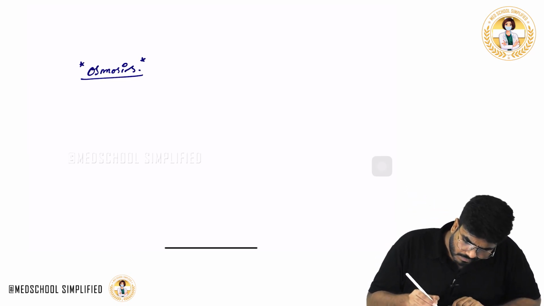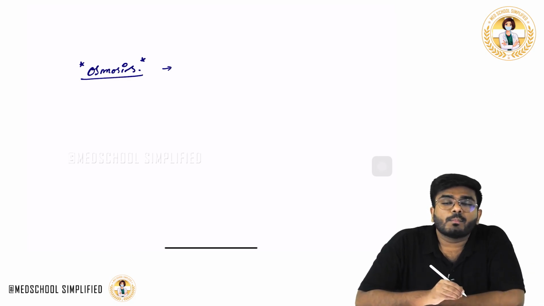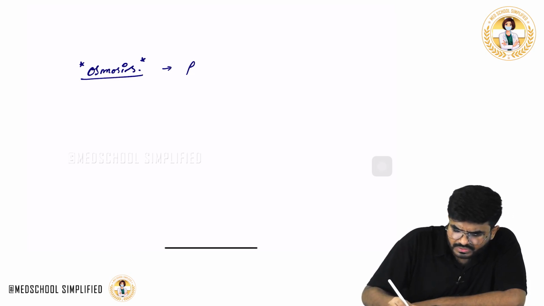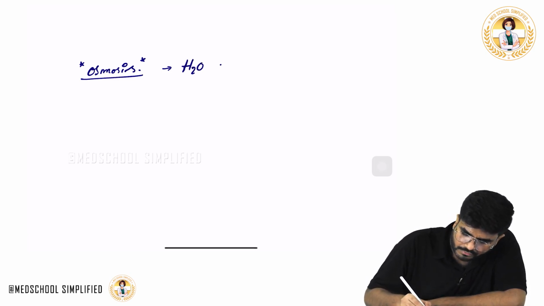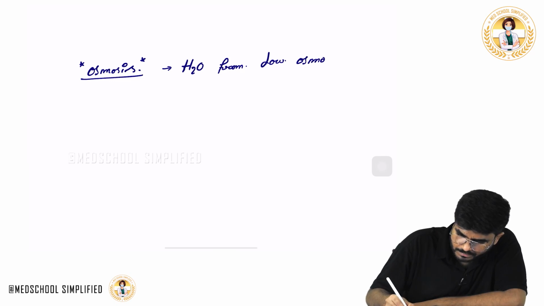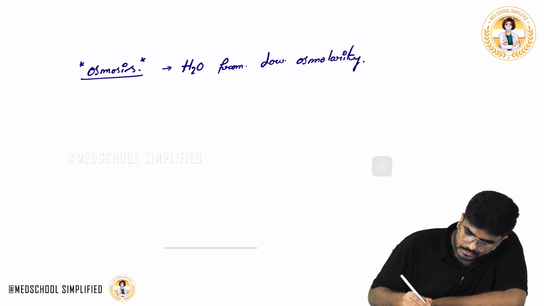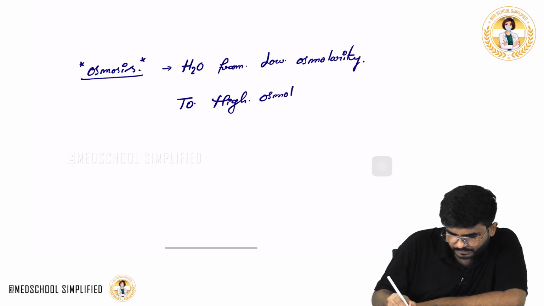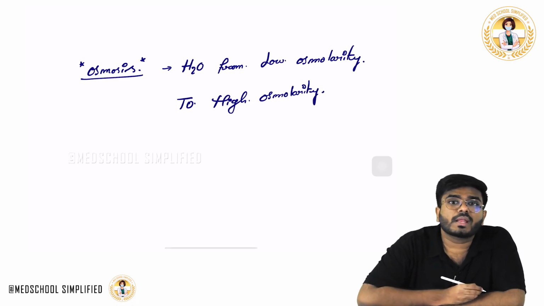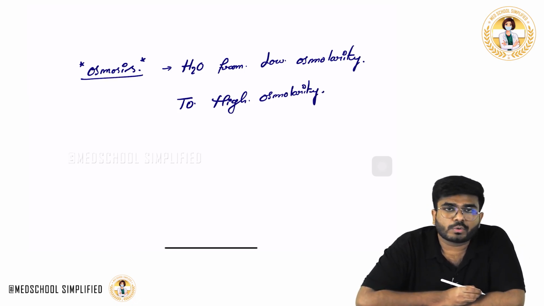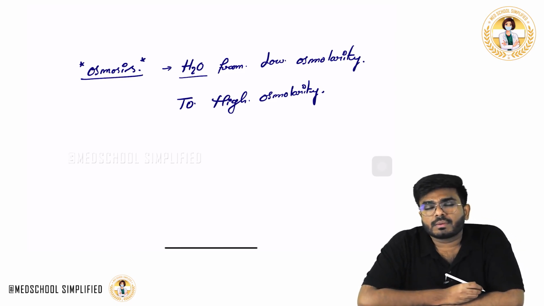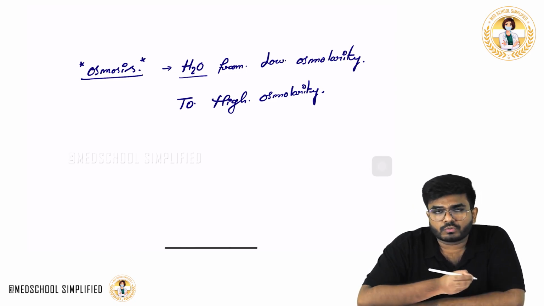Okay, so osmosis means the movement of fluid, or, I should say, for easy understanding, movement of water from low osmolarity to high osmolarity. So, from low osmolarity to high osmolarity. Most of the students will think substances are going to move from high to low. But here I am talking about osmosis. In osmosis, I am saying the water is going to move from low osmolarity towards high osmolarity.